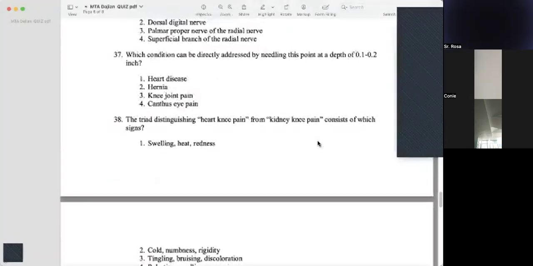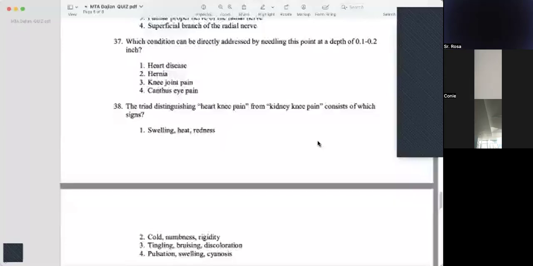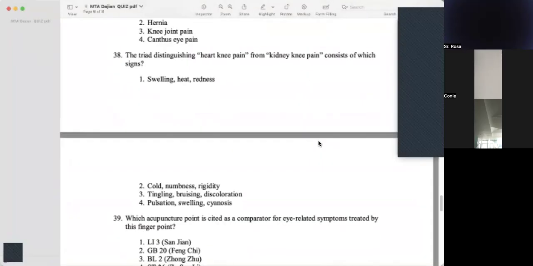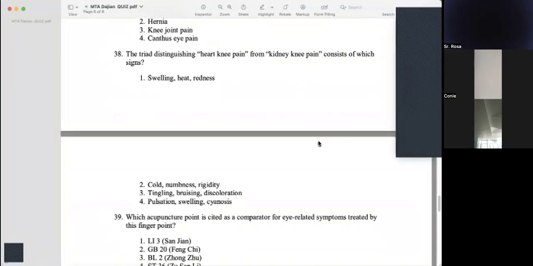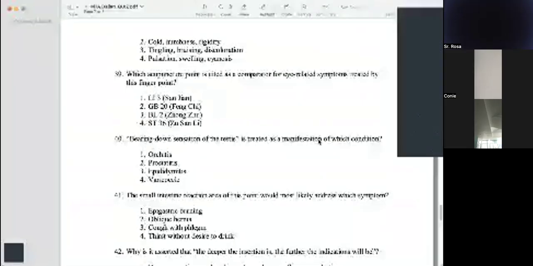Heart. Okay, siguro kung tutusok-tusukin mo ito parati, mag-iipon. Try daw natin. The triad distinguishing heart knee pain from kidney knee pain consists of which signs? Swelling, heat, redness. Okay.